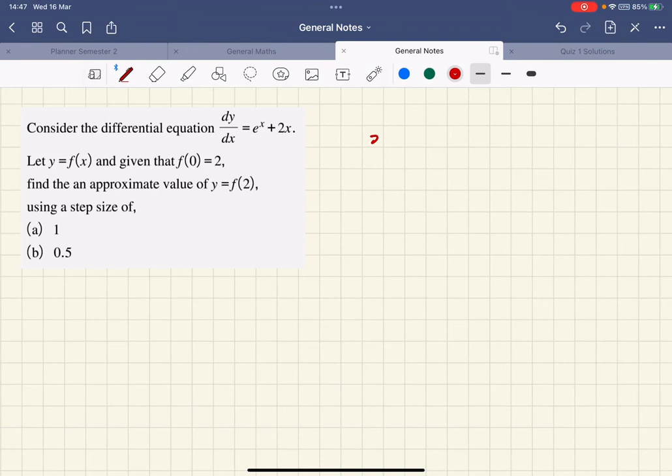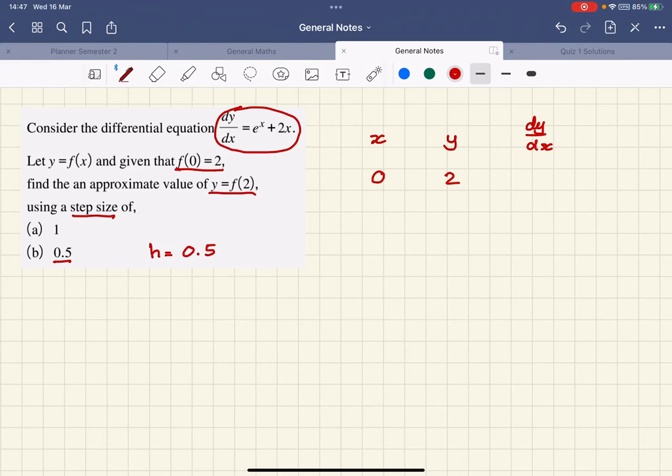So I make a little table, and in the table I have x, y and dy by dx. And I'm given my differential equation, dy by dx, there. Here are my initial values. So I'm starting off with x equals 0 and y equals 2. And here you can see we've got step size, and I'm going to do this one as a half. So that's h, my step size is 0.5. And I'm trying to work out the approximation when I put 2 in.